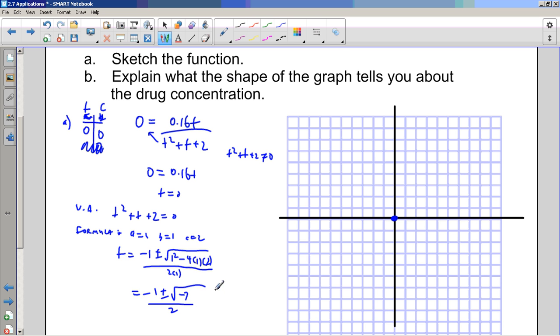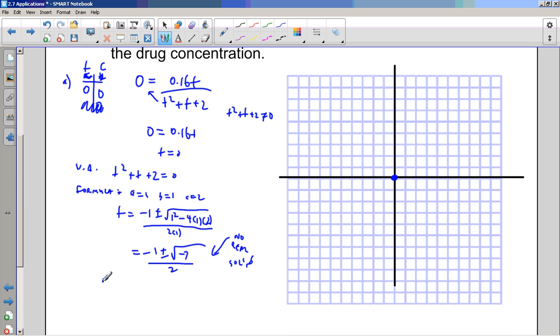So what does this mean? This has no real solutions. So what does that mean? Well, no real solutions means that this doesn't have any vertical asymptotes. It means the bottom's never 0. So this means there's no vertical asymptotes. We haven't really seen that much. But, oh well, no vertical asymptotes. That means we can skip having to check out behavior near the asymptotes, so that's kind of good.